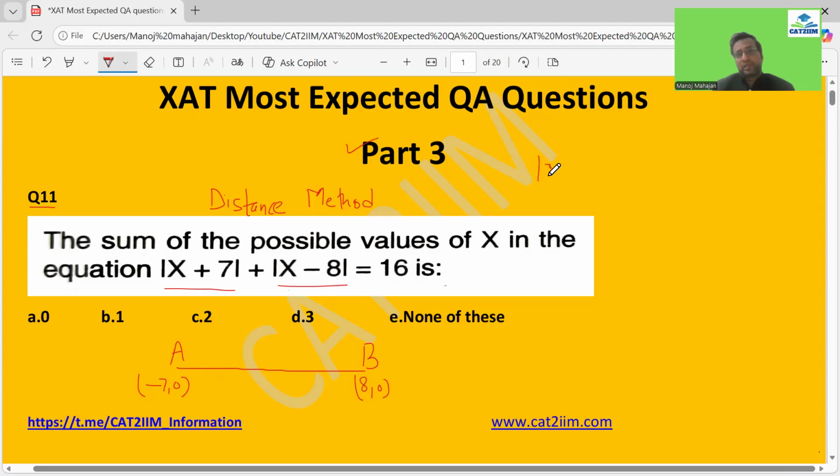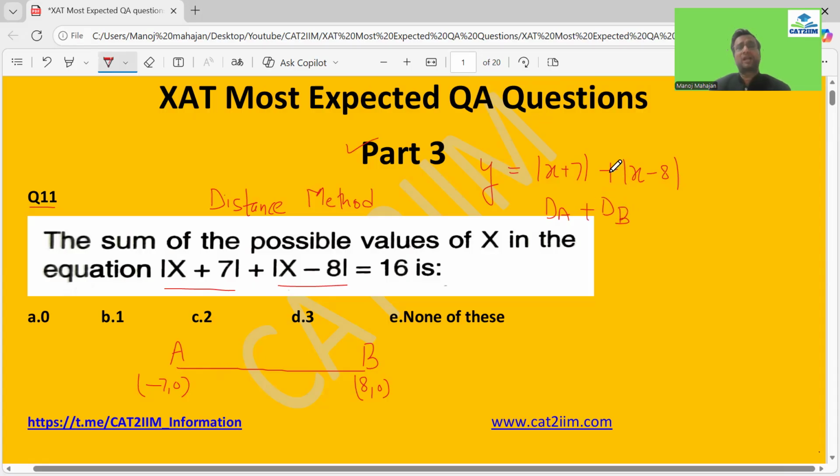What I'm trying to make you understand is the output of this function, which I assume as y. Here the value of y given is 16: mod of x plus 7 plus mod of x minus 8. We have to find the sum of all the possible values of x for which y becomes 16. This is nothing but the distance traveled by A plus the distance traveled by B. Let me show you how.